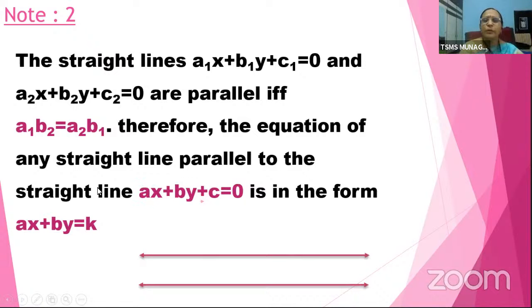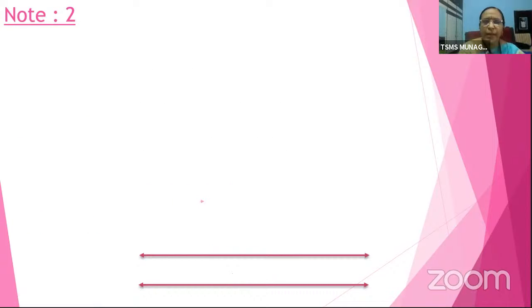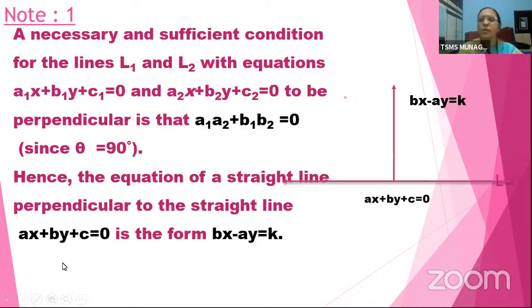And now what will happen to the standard form? If two lines are parallel, it's very easy to remember that the standard form will only change by its constant. You can see here, this ax plus by plus c equal to 0 will simply take the form ax plus by equal to k. So my dear children, please remember, if two lines are parallel, then the equations will only differ by their constants. If two lines are perpendicular, then they only differ by their coefficients of x and y. The coefficients of x and y will differ and the constant will change.